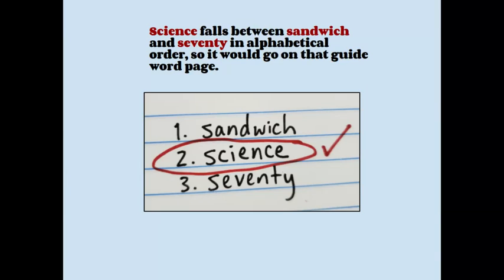Science falls between sandwich and 70 in alphabetical order, so it would go on that guide word page. So you can see here, sandwich, and then science, and then 70. So science would go on that guide word page because it's between sandwich and 70.